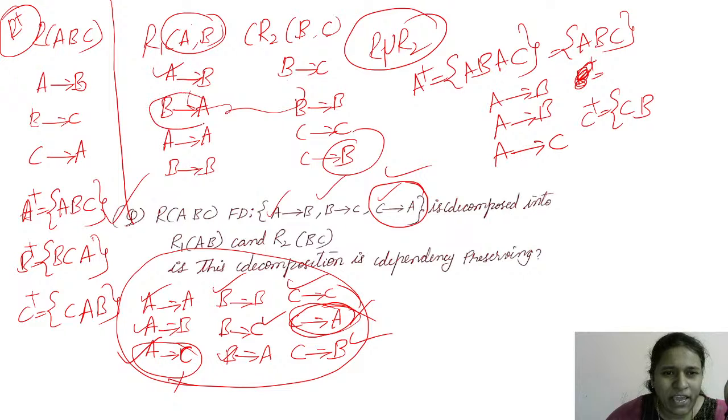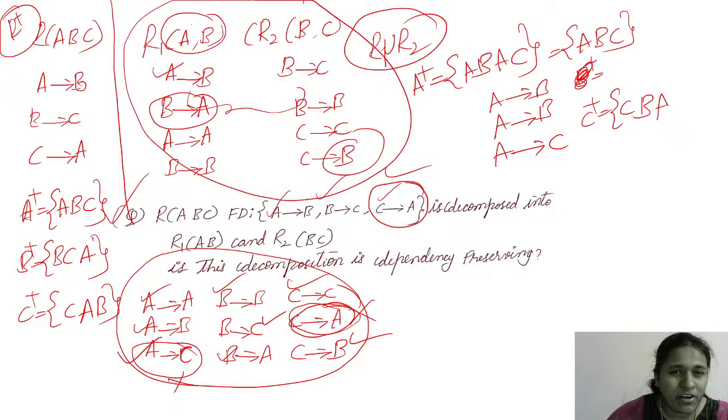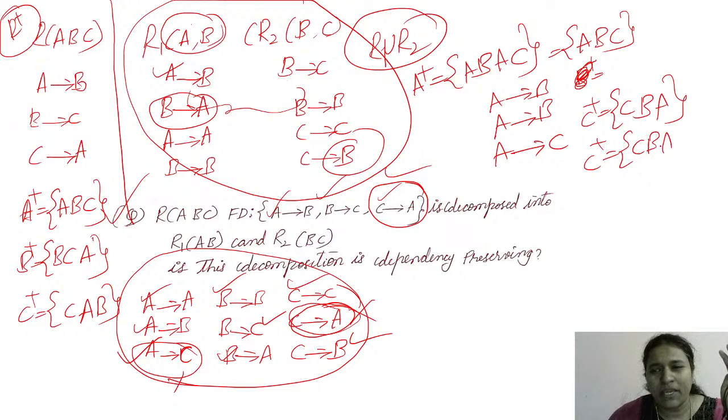B can determine A from this R1. Now we are combining R1 and R2. We are doing the closure of C. C to A and A to B, again everything will be repeated. In C closure we are getting C, B, A.